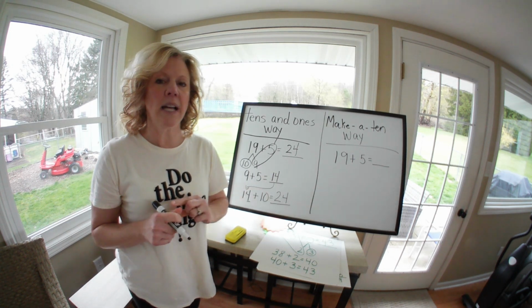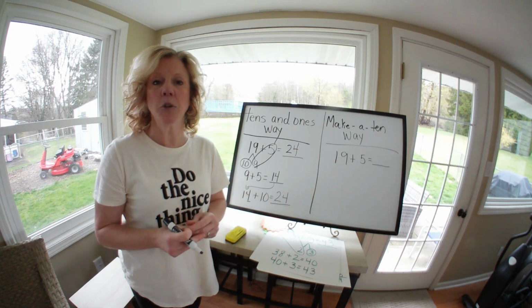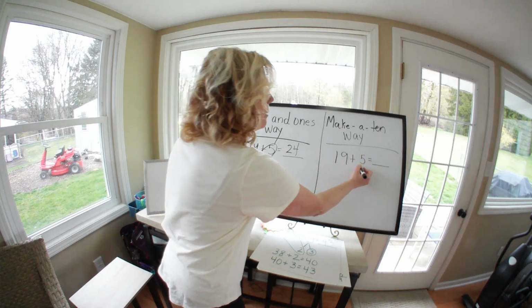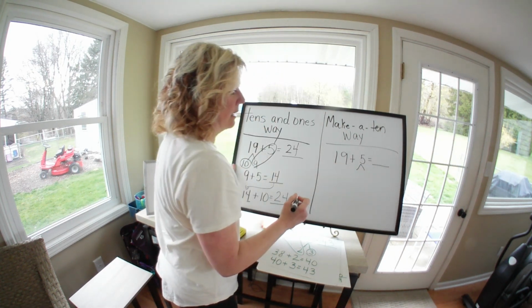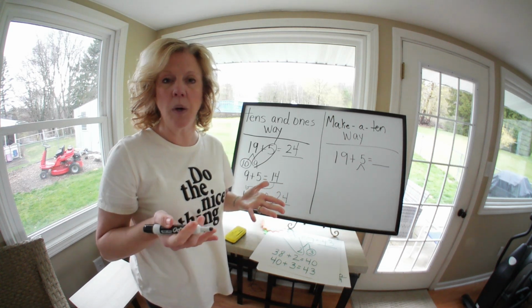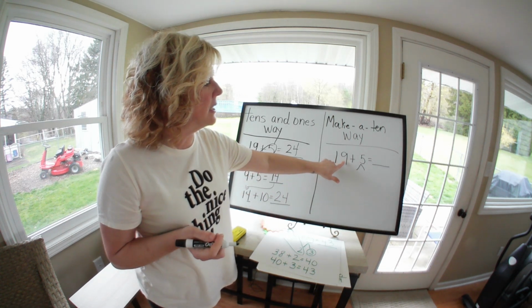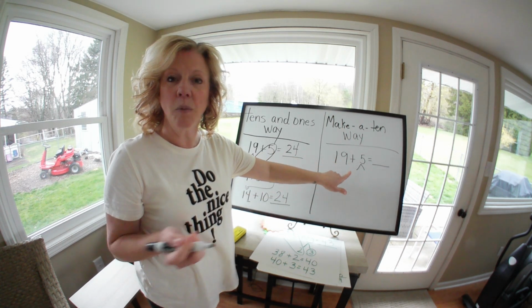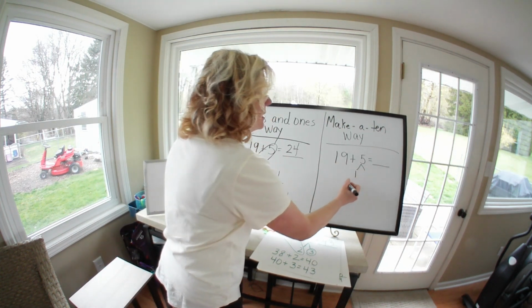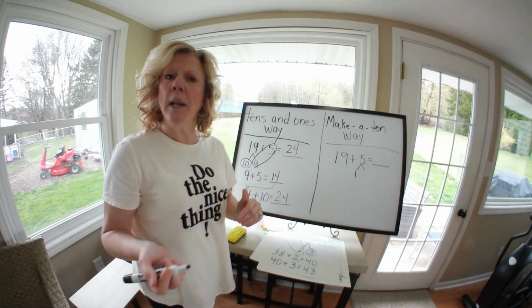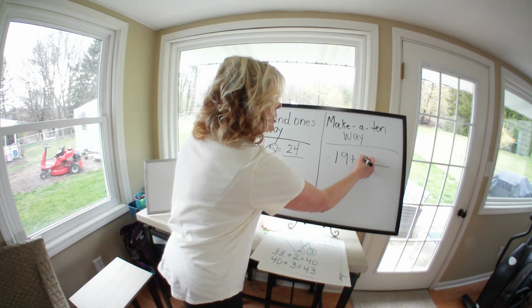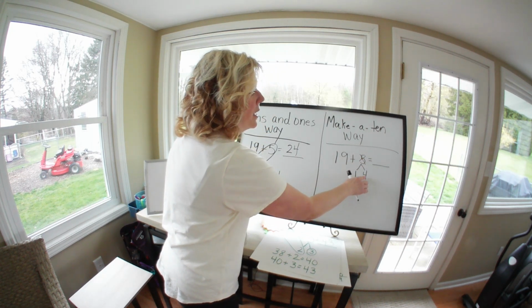Let's take a look on the other side and see if maybe this one might be a better choice for you. So we're going to do a make a 10. This time we're going to break this number down. We need to give 19 something to bring it up to 20. Well, I know my 10 friends: 9 plus 1 is 10. So I'm going to give a 1 over on this side. Now I need to figure out what's 1 less than 5, and in this case it's 4. So now we don't have 5 anymore, we have a 1 and a 4.